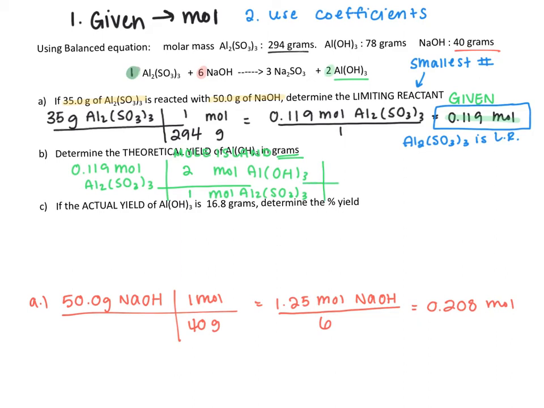So I have one more train track. I want to end in grams, so I'm going to put moles on the bottom. I give you the molar mass, so I put that at the top. And just like usual, I'm going to go through and solve. In this case, I'm going to take 0.119 times 2 times 78. And on the bottom, I only have 1, so I don't need to divide by 1. So I am given the number of 18.56 grams of Al(OH)3.